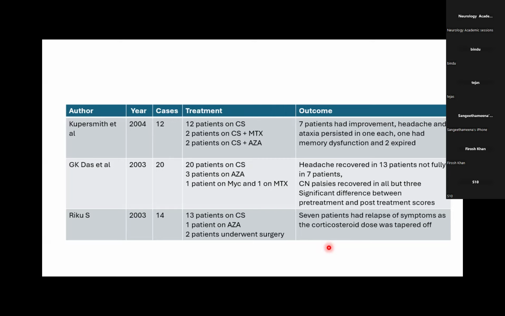The other study is Rico et al. in 2003. There were 14 cases: 13 patients on corticosteroids, 1 patient on azathioprine, and 2 patients underwent surgery. One surgery was optic nerve decompression, because there was suspected imminent vision loss, and the second was spinal decompression, done where both skull base and spinal cord involvement was present. 7 patients had relapse of symptoms as the corticosteroid dose was tapered off.